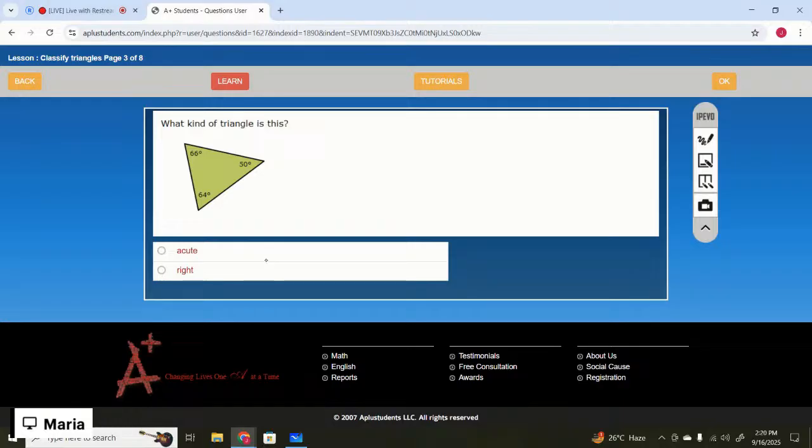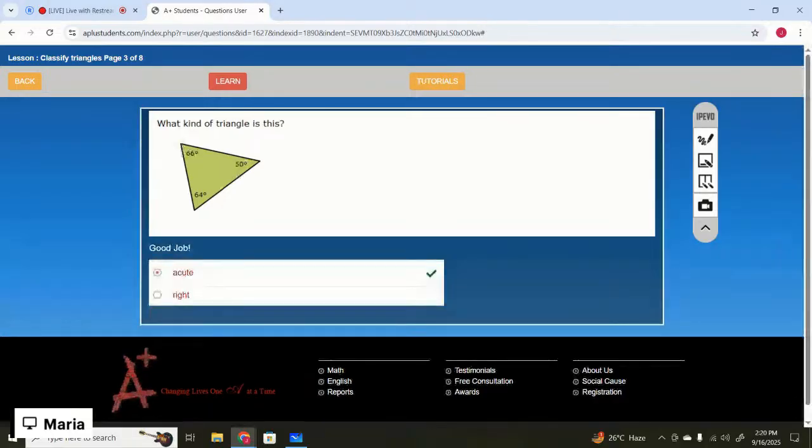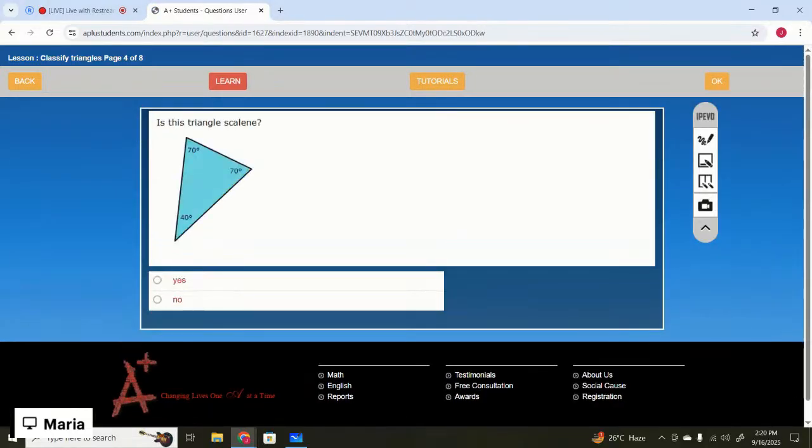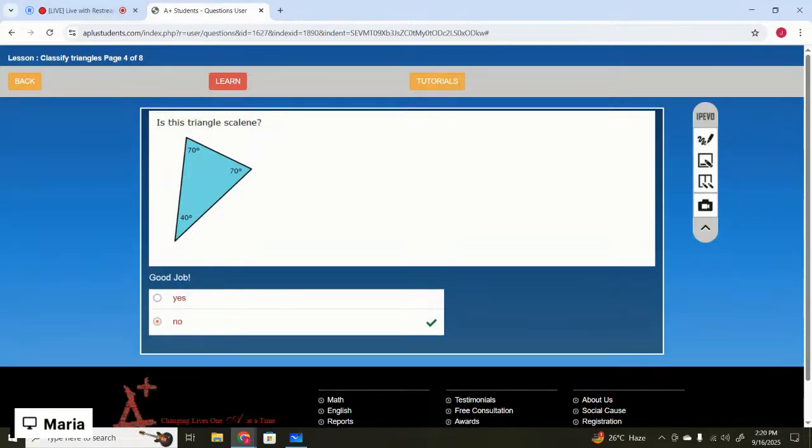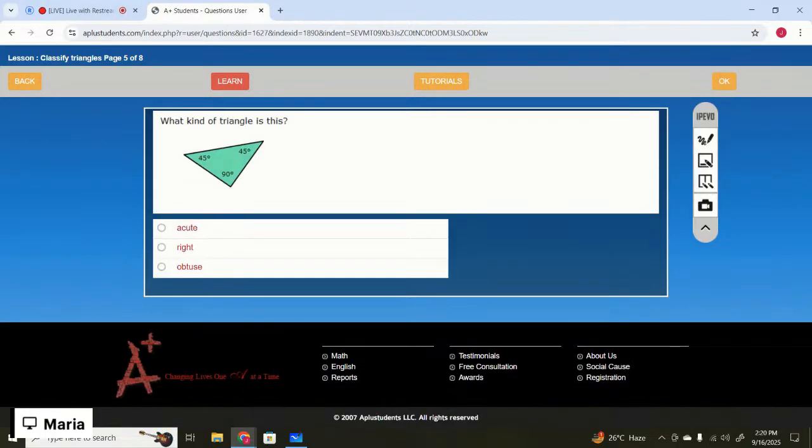So that is the acute triangle. Option 1 is the correct option. Is this triangle scalene? No, because two of the angle measurements are exactly equal. What kind of triangle is this?